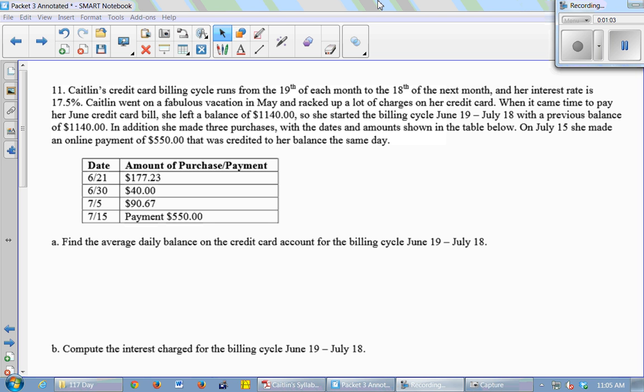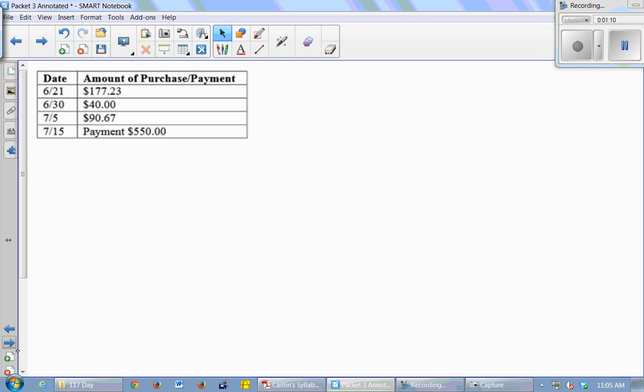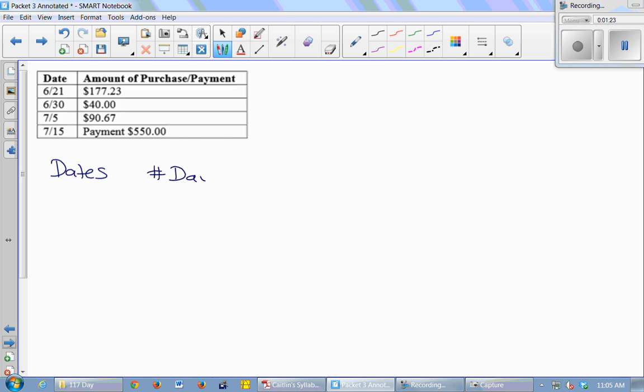All right, so I want to find my average daily balance on my credit card. So I just moved this over here so I would have a little more room. So let's see, I'm going to put dates, number of days, and balance.